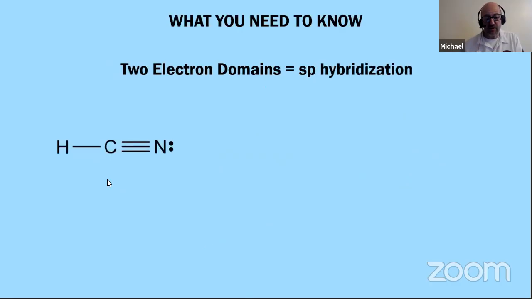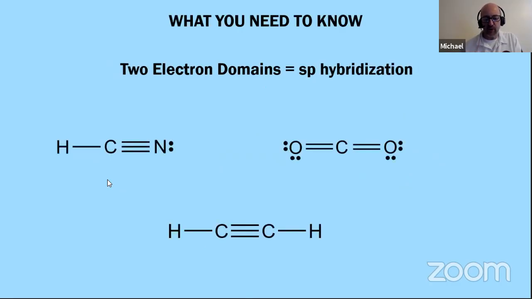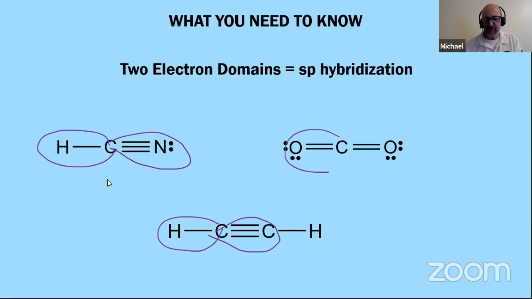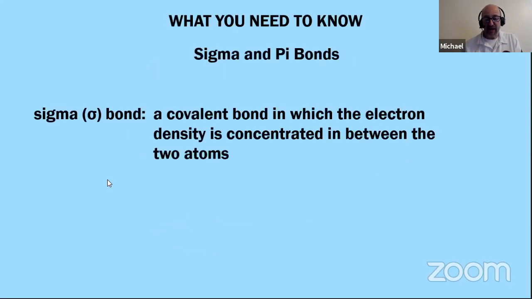If you have only 2 electron domains, then the term we use is sp. So we do not count that triple bond or that double bond twice. That would simply be 2 electron domains coming off the central atom, sp hybridization. And now the last thing I want to mention, then we'll get to the homework, is sigma and pi bonding.